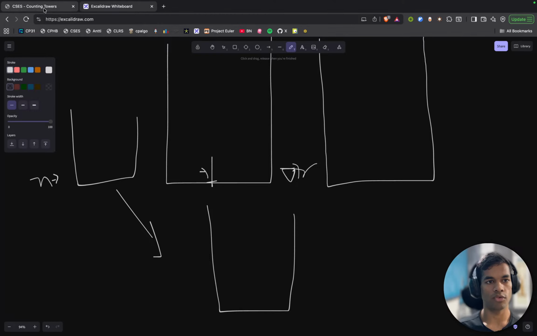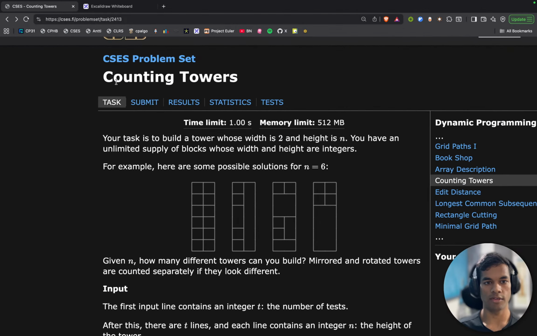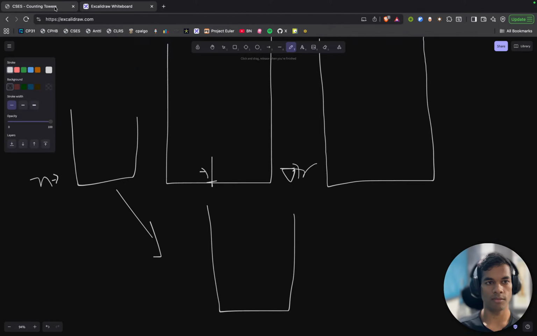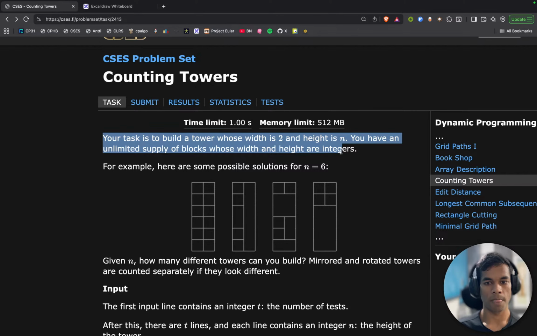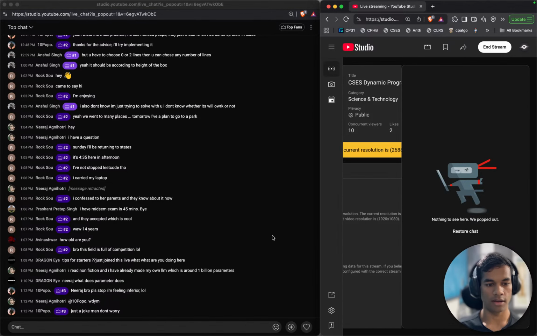Yes, we are trying to solve this question, counting towers. And the main goal is to just be able to solve this question. For now, that is the very hands-on current target for this.